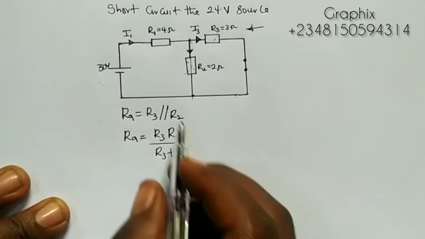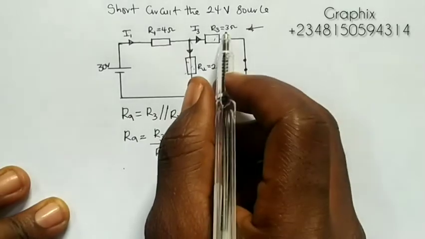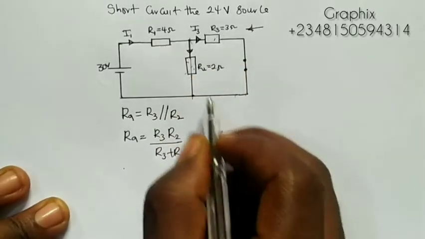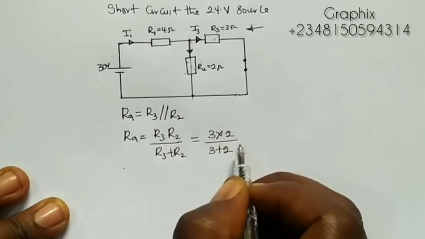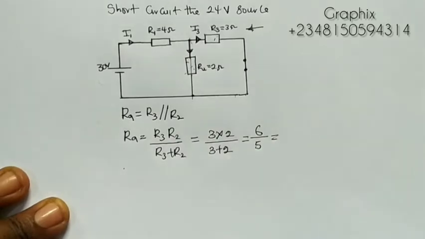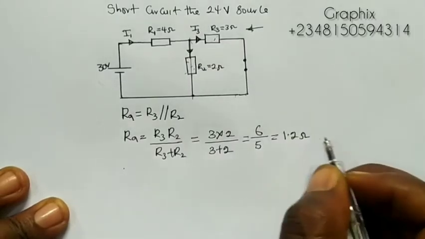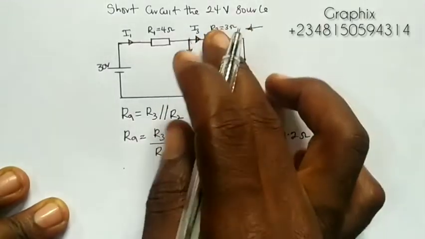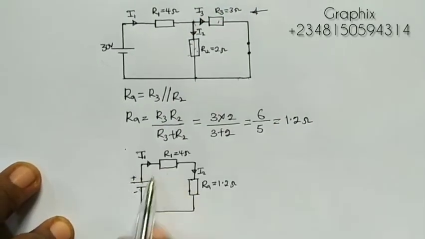So from here, RA will give me R3, which is 3, multiplied by R2, which is 2, all over 3 plus 2. We're going to be having 6 all over 5, which is 1.2 ohms. So I'm going to redraw, putting this together, and I'll have something like this, right?